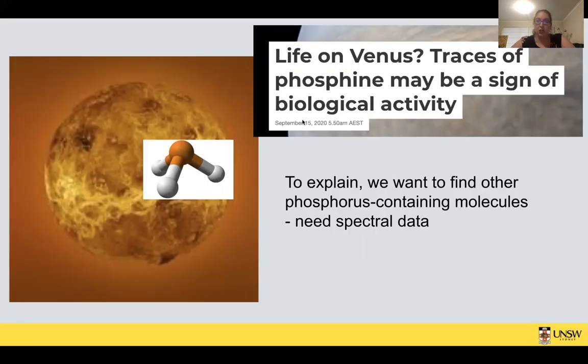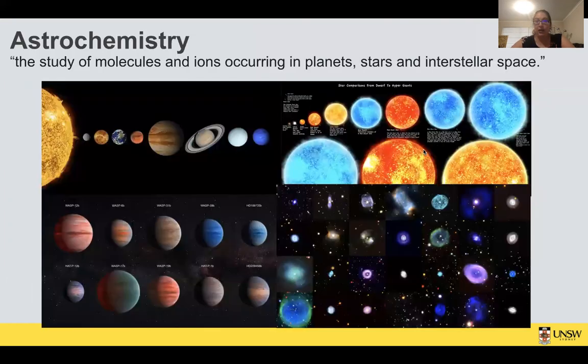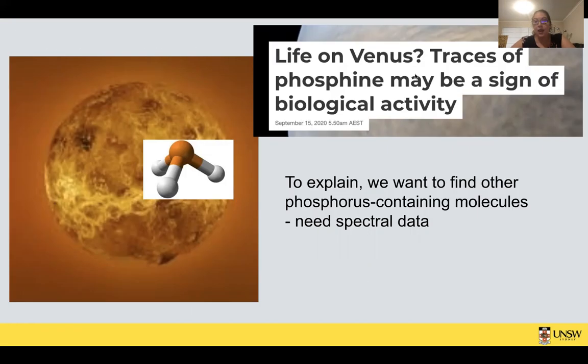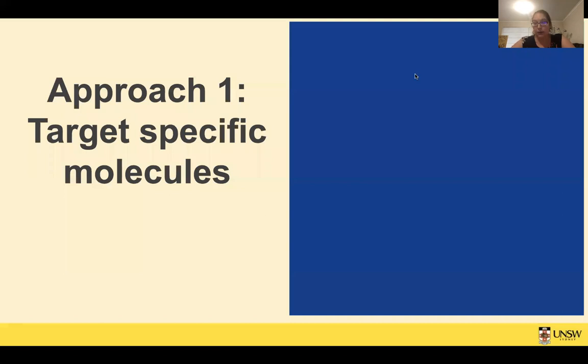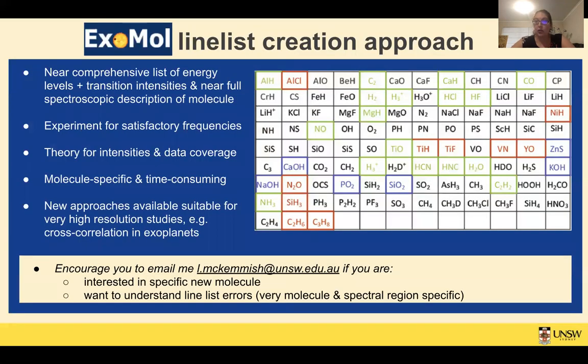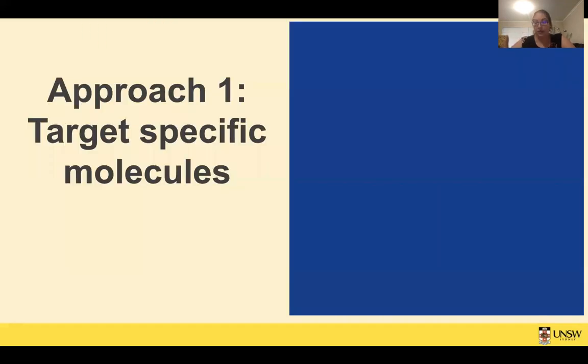So the first approach, when you're looking at phosphine on Venus, when you're looking at any of these sorts of systems, you can target specific molecules. You can say, I know this molecule is useful. I'm going to produce spectral data on this molecule, and I'm going to spend a lot of time to get it as accurate as possible.